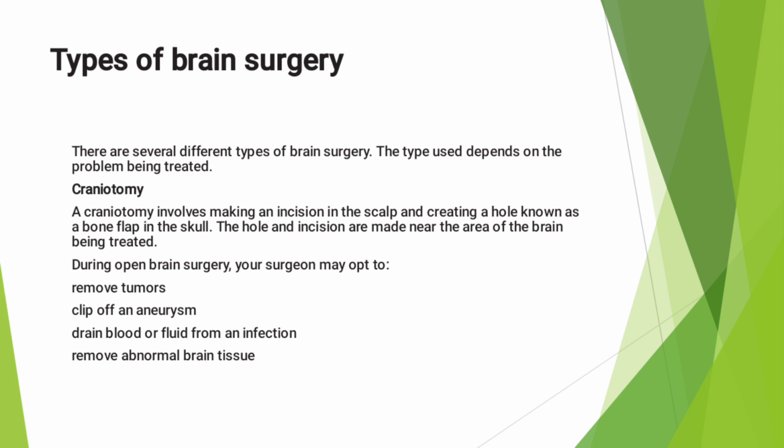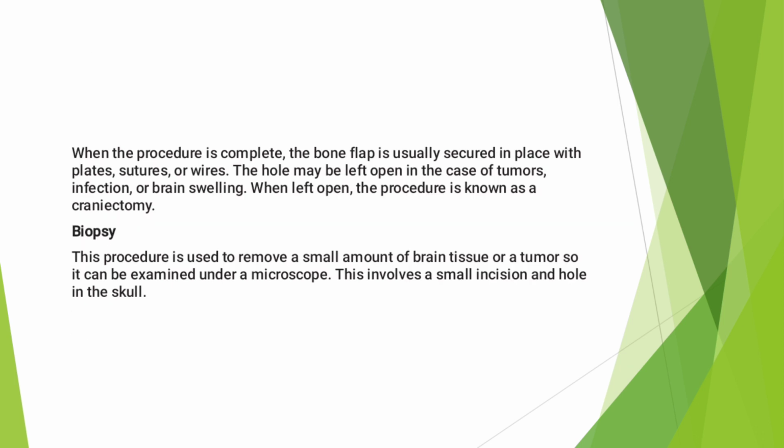During open brain surgery, your surgeon may have the option to remove tumors. They may also clip off an aneurysm, drain blood or fluid from an infection, and remove abnormal brain tissue. When the procedure is complete, the bone flap is usually secured in place with plates, sutures, and wires. The hole may be left open in case of a tumor, an infection, or brain swelling. When left open, the procedure is known as craniectomy.